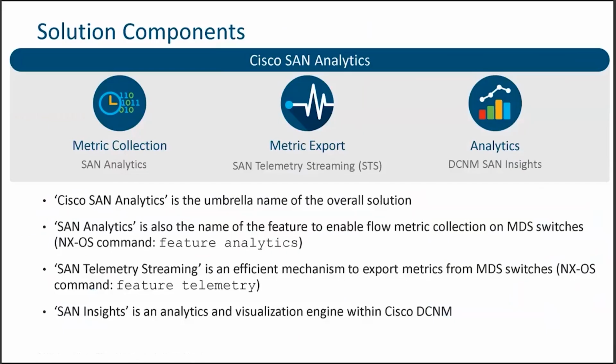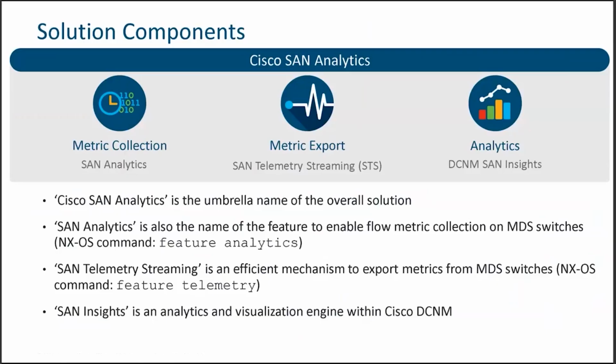Cisco SAN analytics is the name of the overall solution. And by the way, SAN Analytics is also the name of the feature on the switch. We enable that feature on the switch using the command feature analytics. This feature inspects the traffic and it collects the metrics, but then that's it. It stops there.